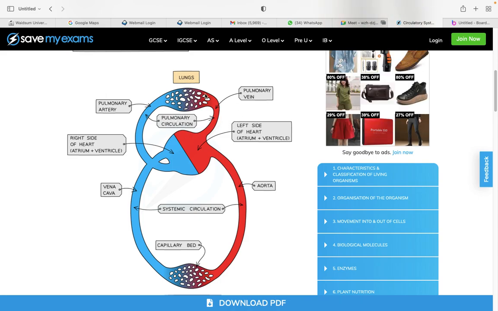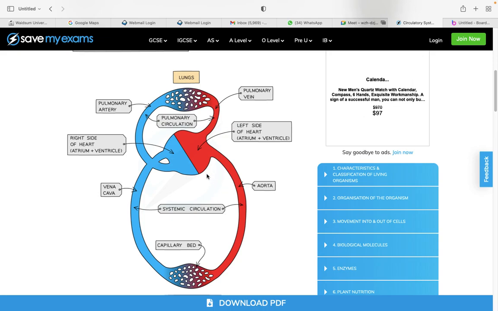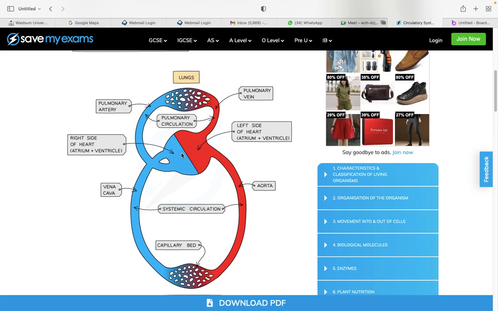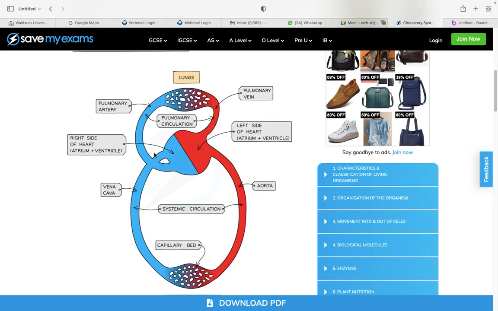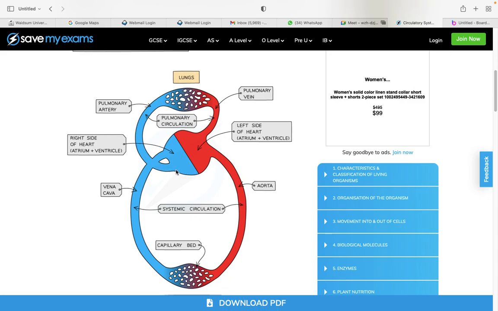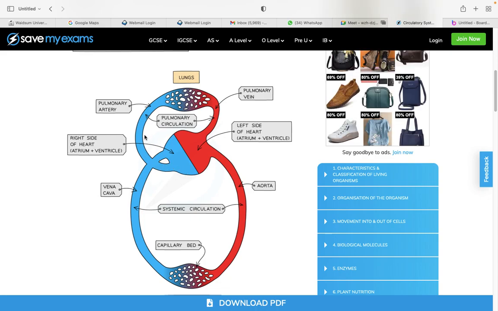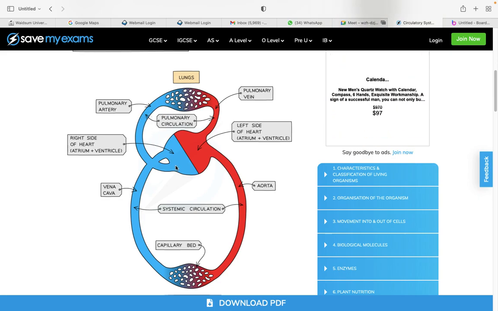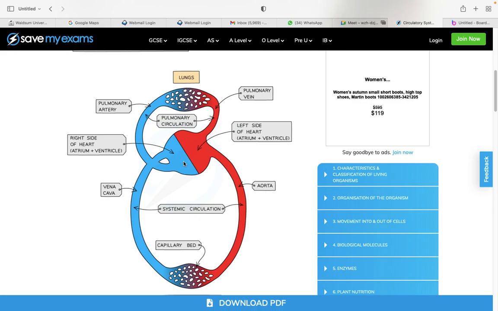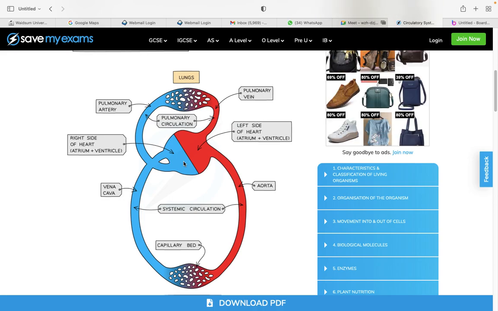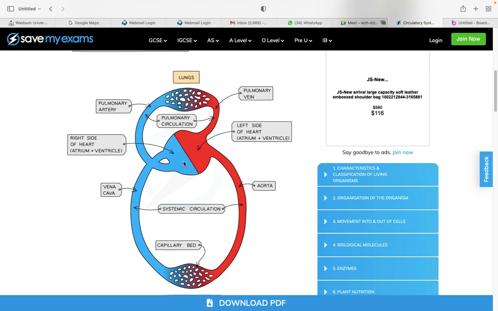Now, if you take a look at this, we've drawn the symbol of the heart to illustrate the flow of the blood. If you look here, the blood is pumped from this right ventricle to the lungs. The blue blood is the deoxygenated blood. It's pumped to the lungs through what? Through the pulmonary artery. Remember, the blood is taken away from the heart through the arteries, and the blood is brought back to the heart through the veins.